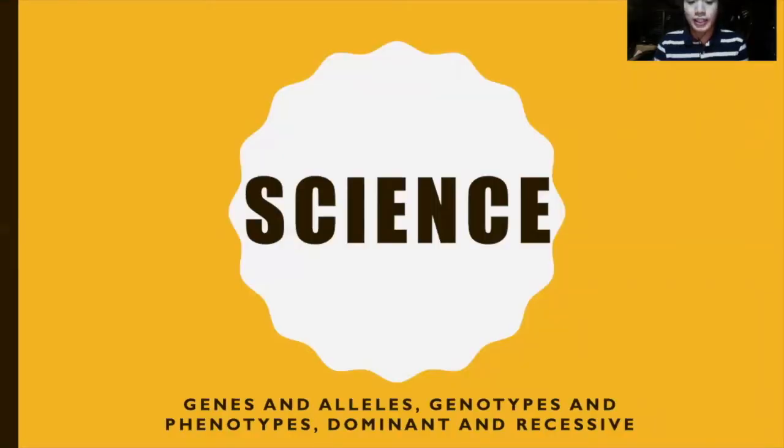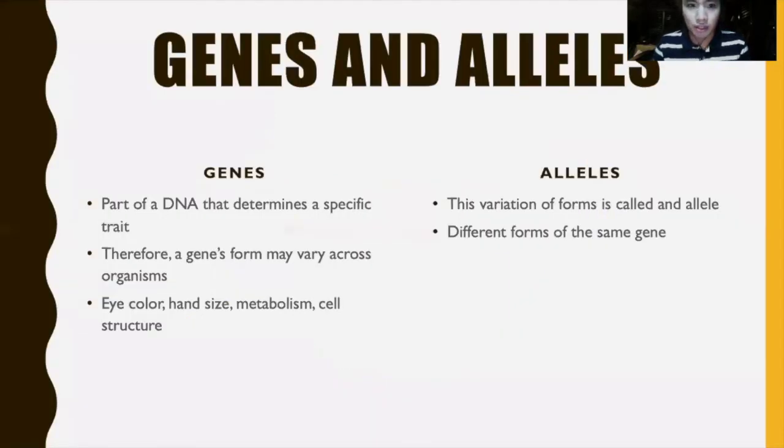The topics are genes and alleles, genotypes and phenotypes, dominant and recessive. Dominant alleles and recessive alleles, to be more specific. Genes and alleles. A gene, by definition, is just a part of a DNA that determines a specific trait. Therefore, a gene's form may vary across organisms. For example, your eye color or hand size, metabolism, cell structure, and what have you. Alleles, on the other hand, are different forms of the same gene.